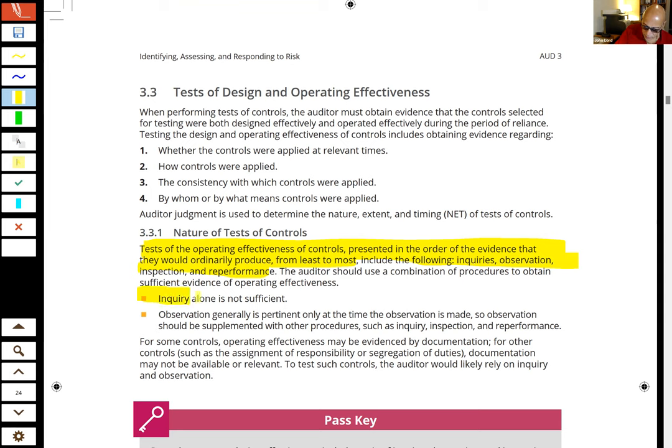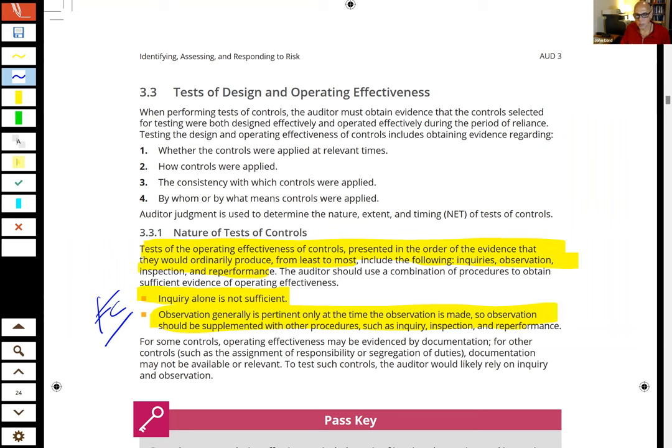Note that inquiry alone is not sufficient, and observation is generally pertinent only to the time that the observation is made. That's why you will pull a sample of transactions and look to see that that control had operating effectiveness. So observation just works for that day that you're there, but you're going to want to see, is there some evidence that will allow me to see that that control is consistently applied throughout the year? And you're going to probably get to that through doing some inspection of documents.